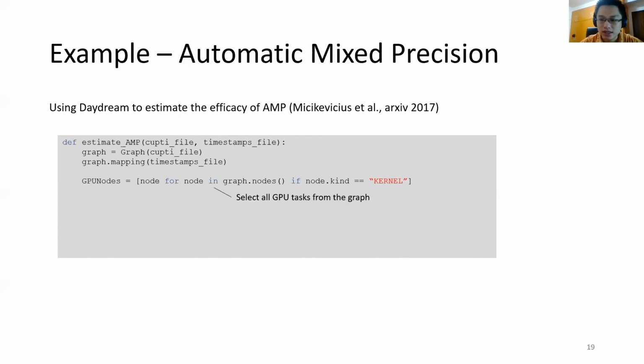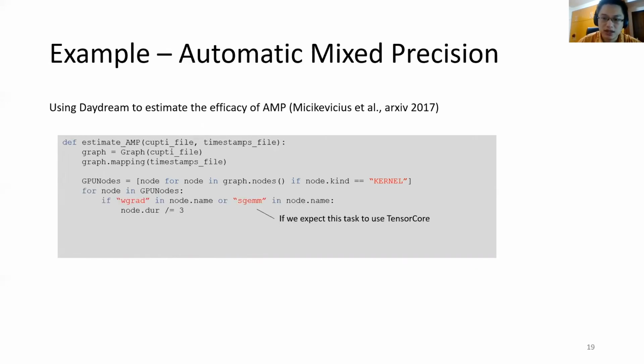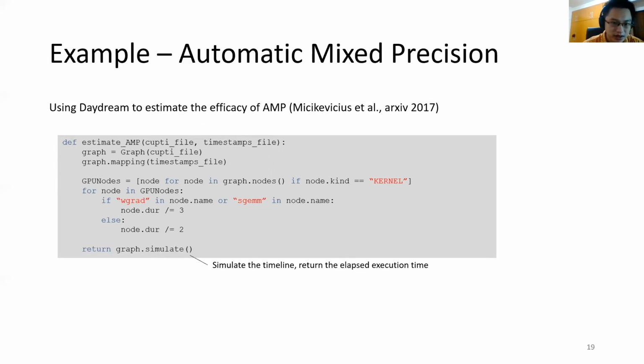Then we can select all the GPU tasks from the graph and check how AMP affects the duration of each GPU kernel. We shrink the duration of a GPU kernel by 3x if we expect this kernel to use tensor cores, and 2x otherwise if it uses half precision cores. And finally, we simulate the altered graph for a runtime prediction.